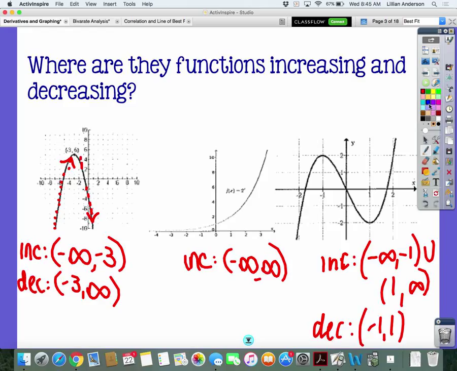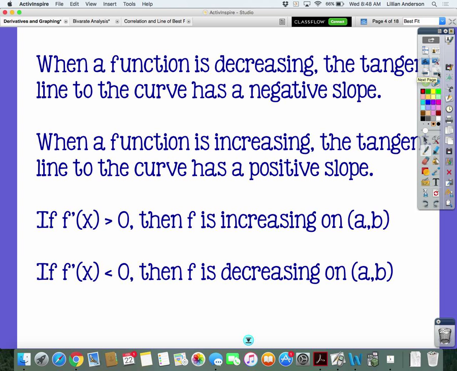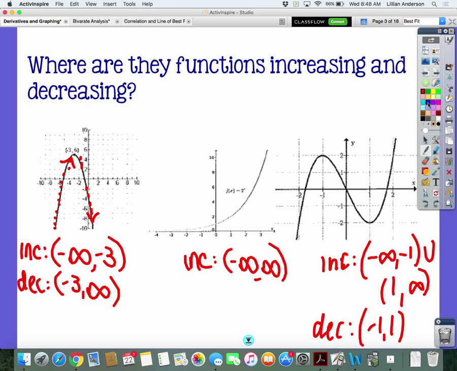Okay. Now one thing you need to be aware of is, all right, so basically, increasing where the graph's going up, decreasing where the graph's going down. Something that you should notice is that at any point on your graph, the slope of the tangent line basically will tell you whether or not it's increasing or decreasing.